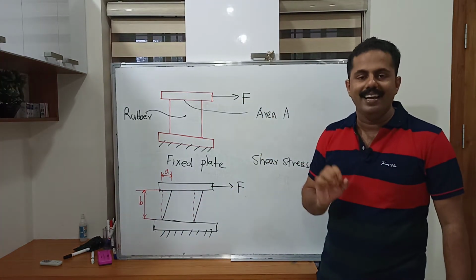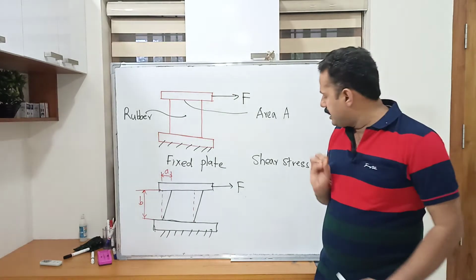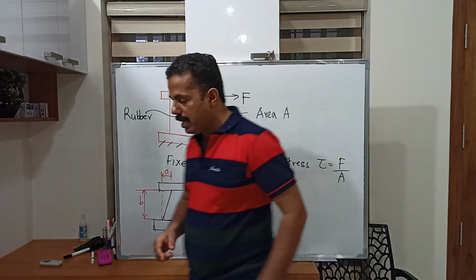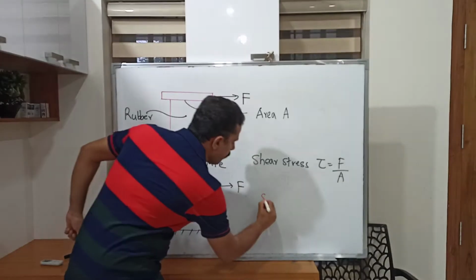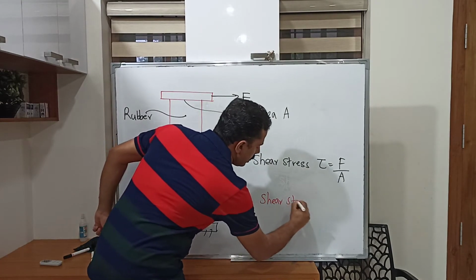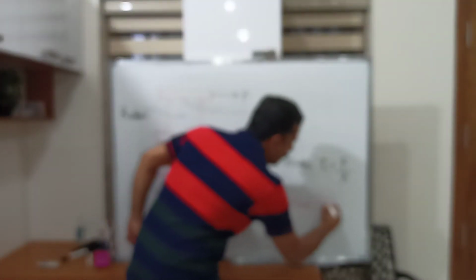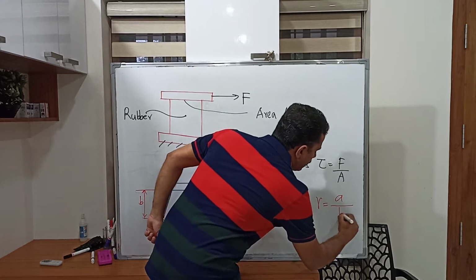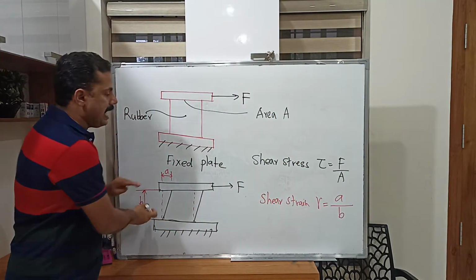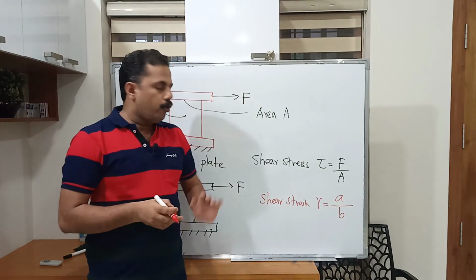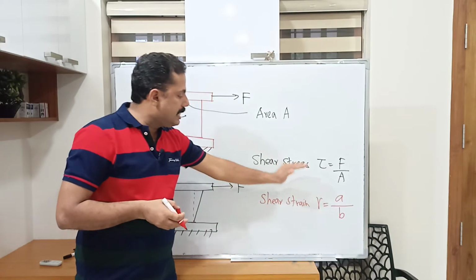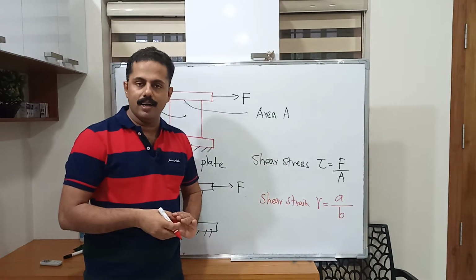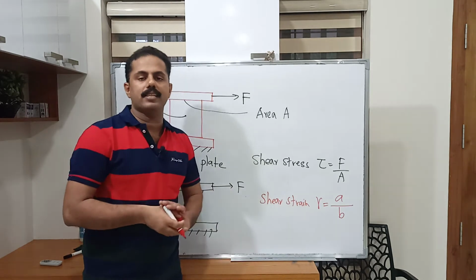Now let us define the shear strain. Shear strain is denoted by gamma. So gamma is equal to the deformed length divided by the perpendicular length, the gap between the plates. For a solid, the shear stress is proportional to the shear strain.